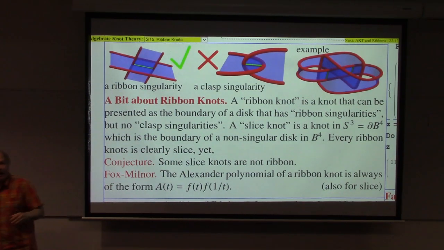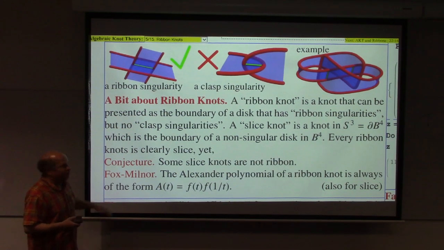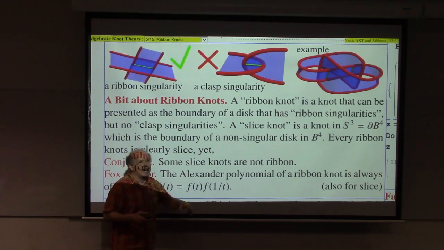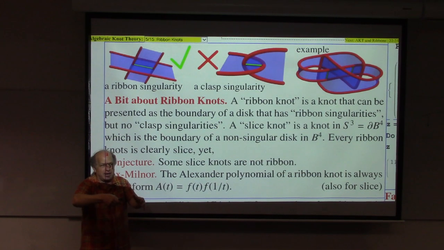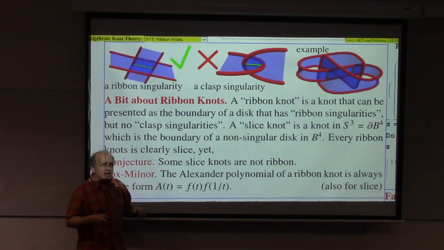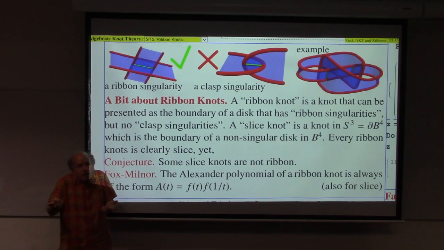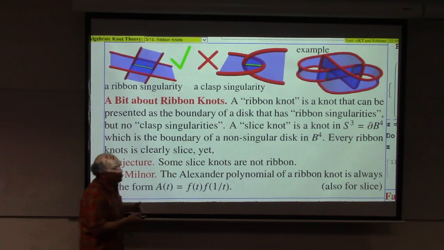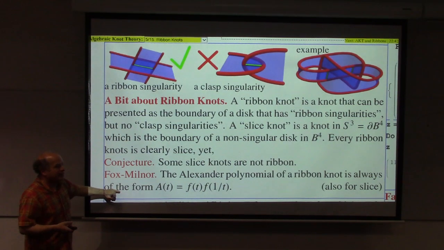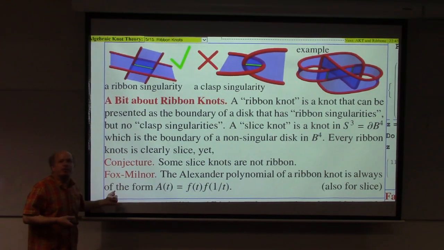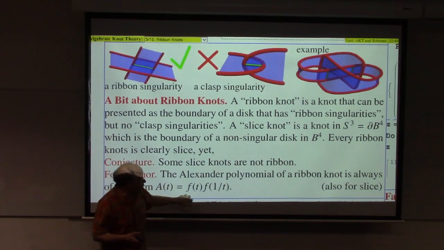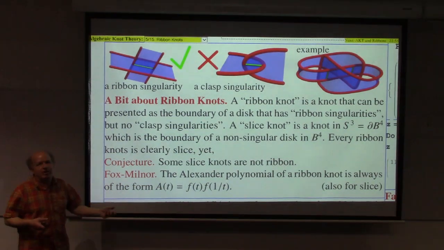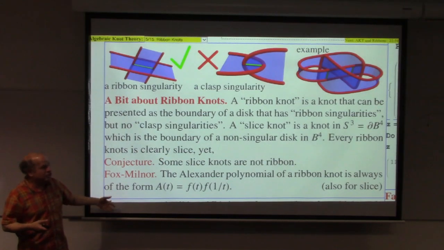So suppose you had a candidate for a counterexample to the ribbon-slice conjecture. Suppose you had a knot which you knew is slice by explicitly displaying a disk whose boundary is that knot, and you wanted to show that it is not ribbon. How would you show that there isn't such a blue membrane? Well, it's very hard. So instead, maybe you would use the Fox-Milnor theorem and compute the Alexander polynomial of that knot. If it is not of that form, the knot is not ribbon, and we found the counterexample. So that's the strategy for the proof.